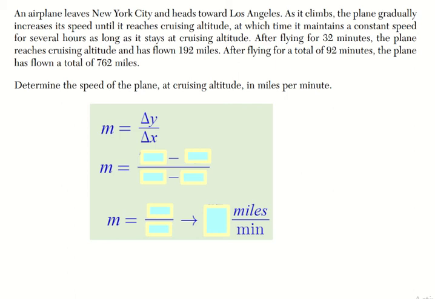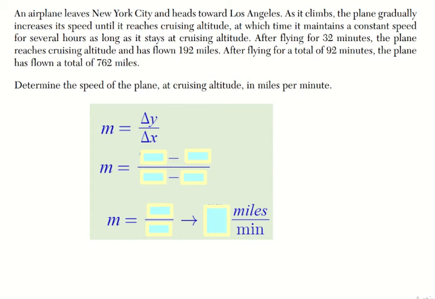An airplane leaves New York City and heads towards Los Angeles. As it climbs, the plane gradually increases its speed until it reaches cruising altitude, at which time it maintains a constant speed for several hours as long as it stays at cruising altitude.